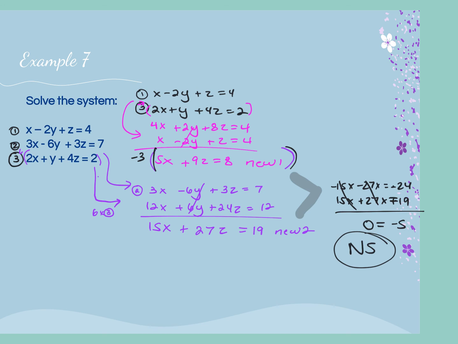-15x minus 27y. Oh, those should both be y's. I only got one.